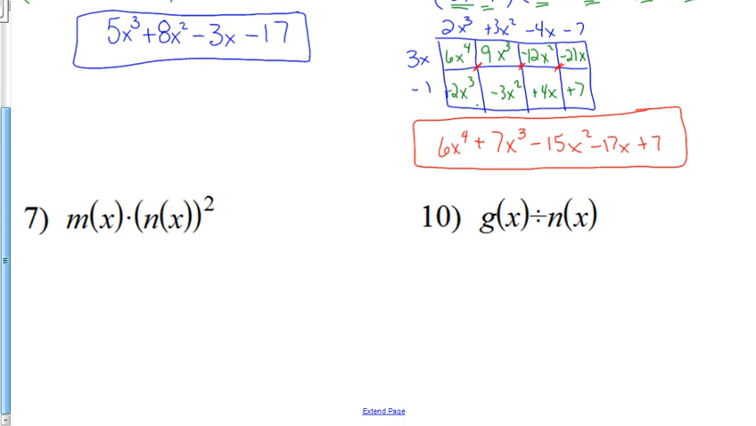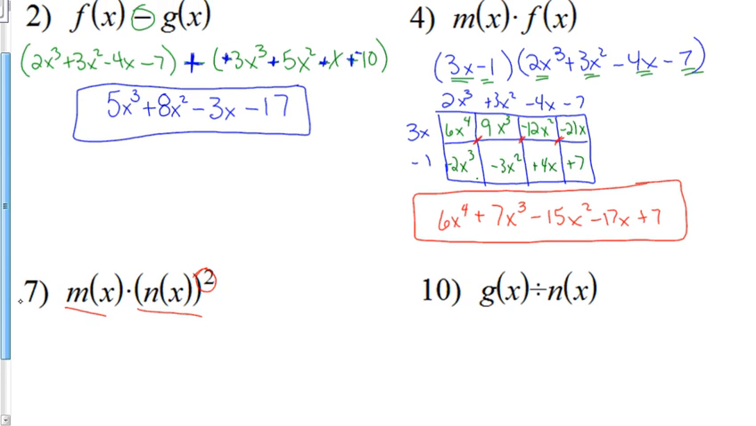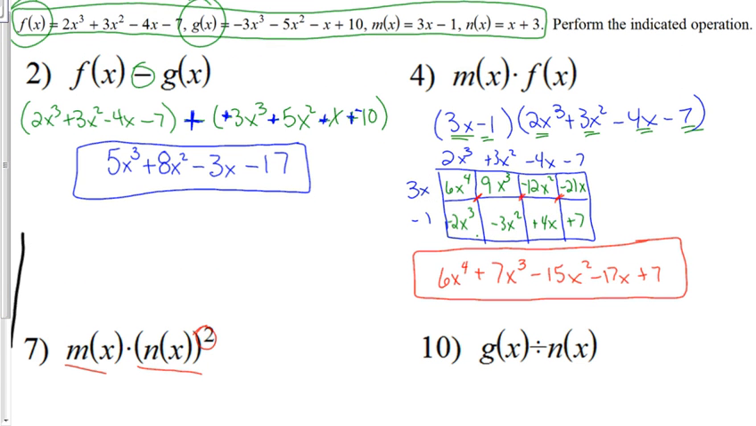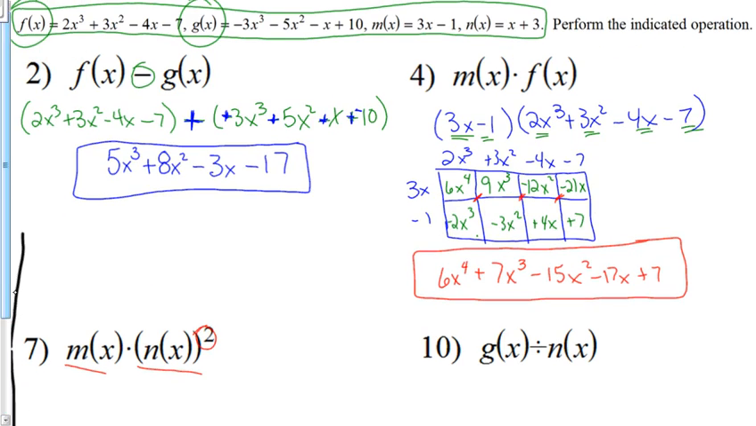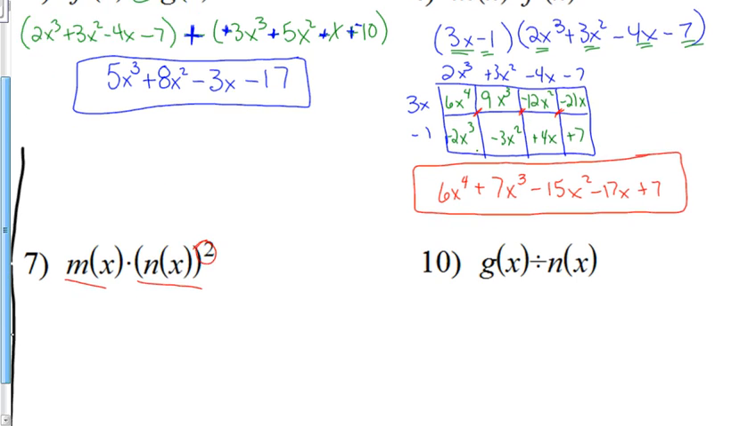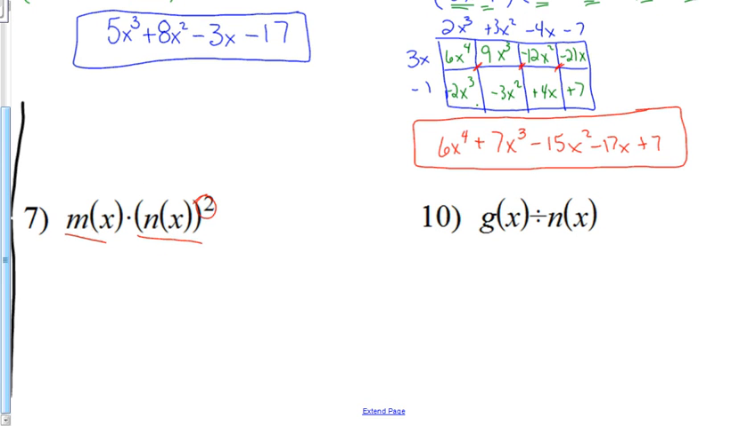All right, now this one's a little peculiar. I just want to set it up for you. It's doing m of x times n of x squared. So we're going to look at what these are. Now usually you do the squared piece first. So that's kind of what we're going to do here. N of x is x plus 3. So really this is 3x minus 1 times x plus 3 squared, and that squared just means x plus 3 twice.